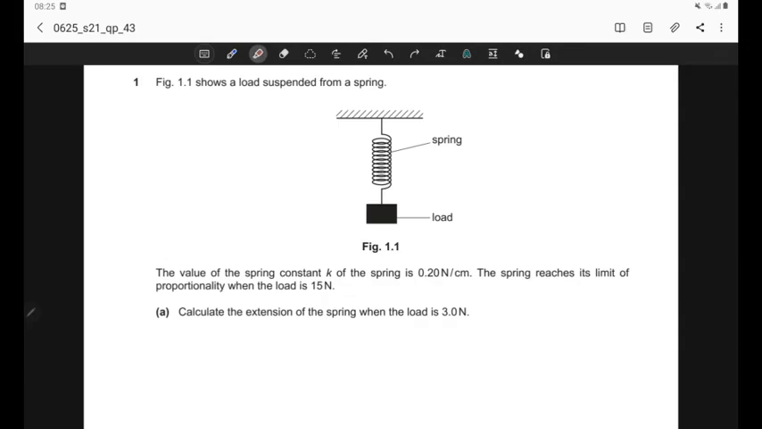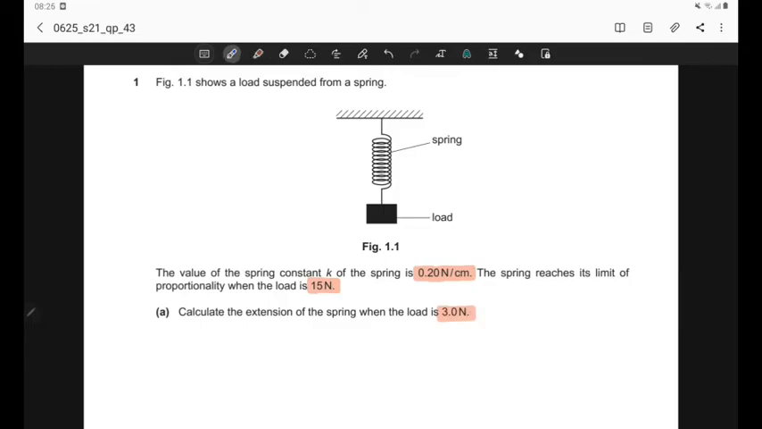Question 1. Figure 1.1 shows a load suspended from a spring. The value of the spring constant K of the spring is 0.20 Newton per centimeter. The spring reaches its limit of proportionality when the load is 15 Newton. Calculate the extension of the spring when the load is 3 Newton.